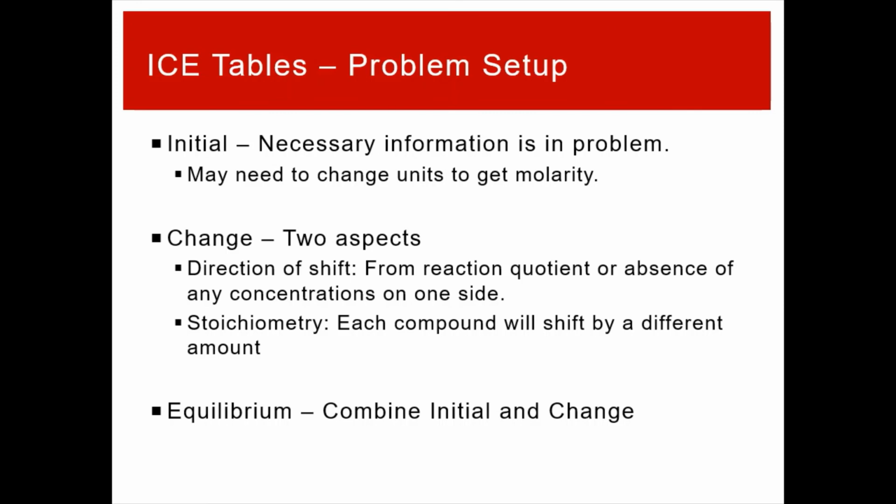The change has that direction of the shift. Really what we're hoping for is an absence always, if we can find an absence, because it's going to shift to that side. Otherwise, you can use Q, the reaction quotient, calculate that, and figure out your direction of shift. And then the stoichiometry tells you what number goes in between the negative or positive of the x. And finally, equilibrium: you combine those two together, and that's the part that you set up to plug into your algebraic expression.